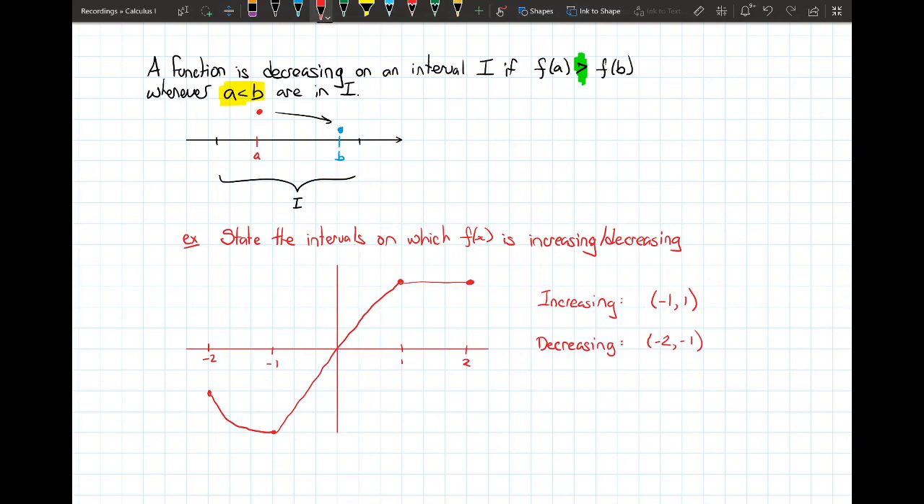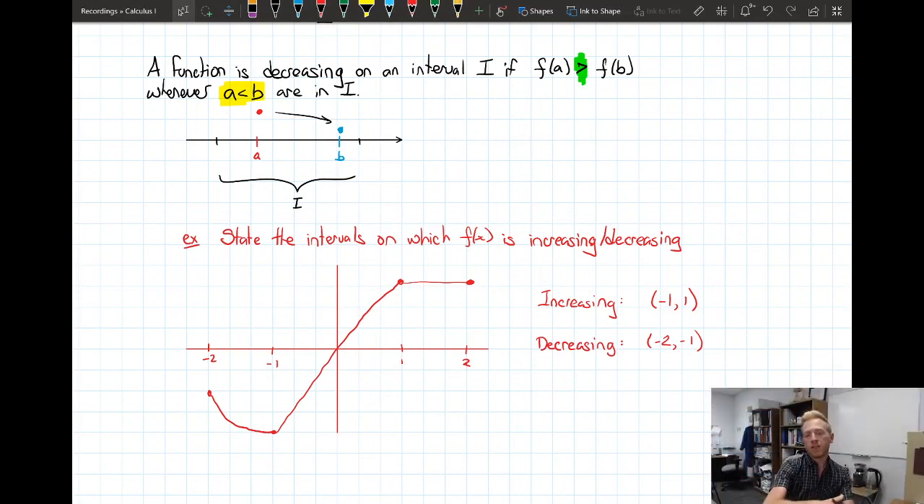Now, I've tried to draw this as a straight line from 1 to 2. Something that's horizontal is not strictly increasing, nor is it strictly decreasing. So the segment from 1 to 2, we cannot say it's increasing or decreasing. It is a constant function between 1 and 2. Now, you may find that there are more than one interval of increase and decrease, in which case you can use union notation if you would like to attach more intervals together.